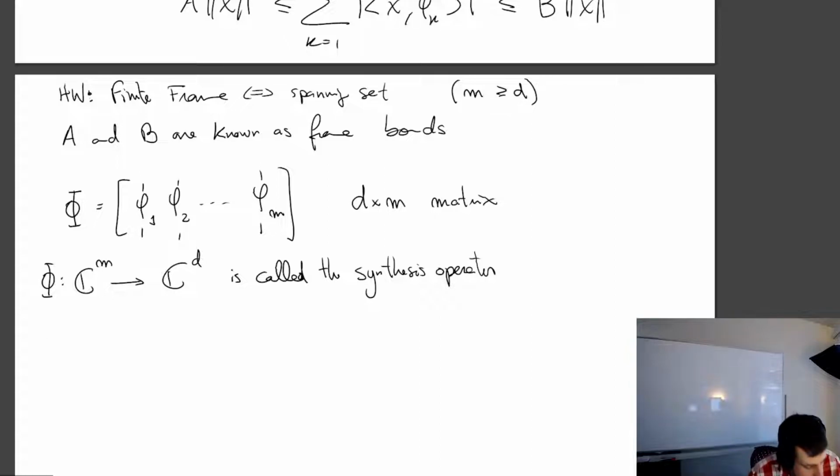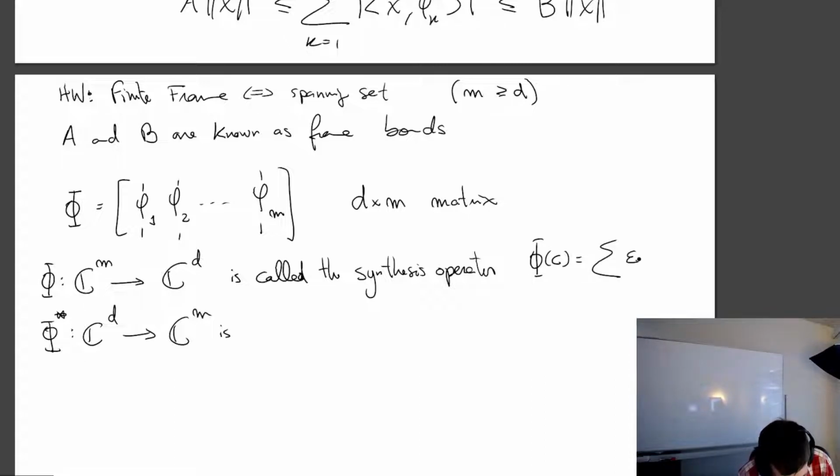The adjoint of it, right? So the adjoint operator, from C^D to C^M. Maybe I can write a bit what it is; it's just the operator given by the matrix. So what is this operator? Phi of a vector c is equal to the sum of c_k phi_k. The adjoint operator, it's not the inverse, it's the adjoint, is called the analysis operator.